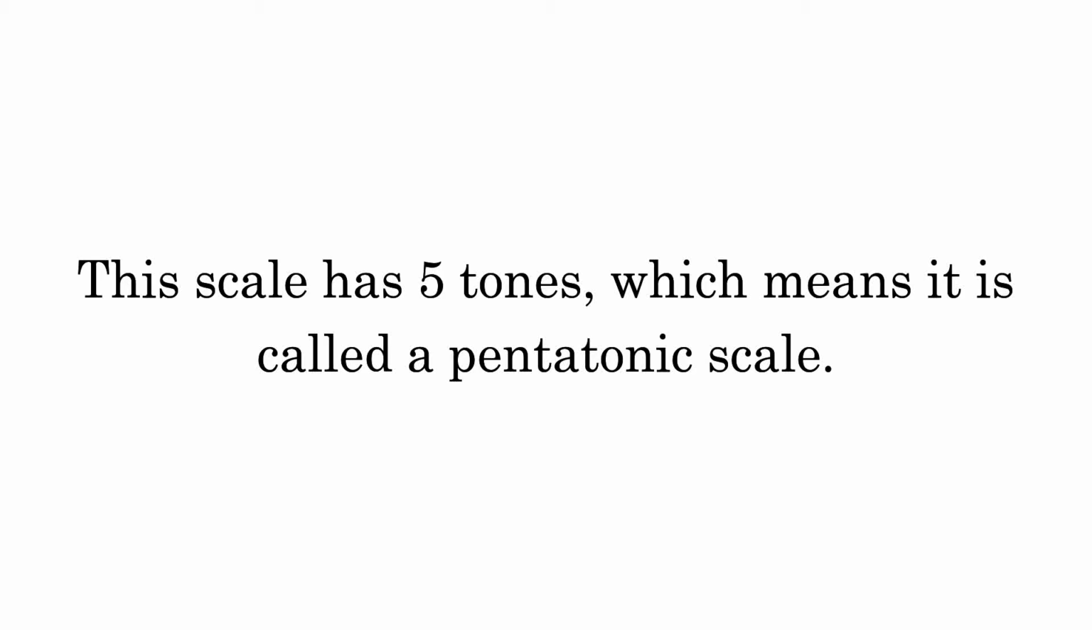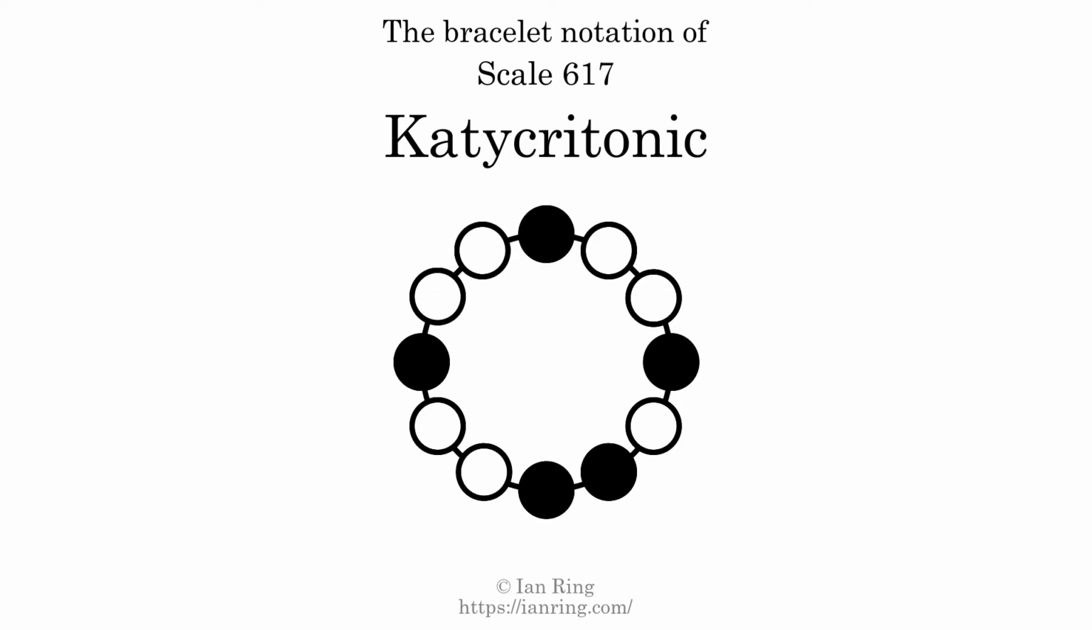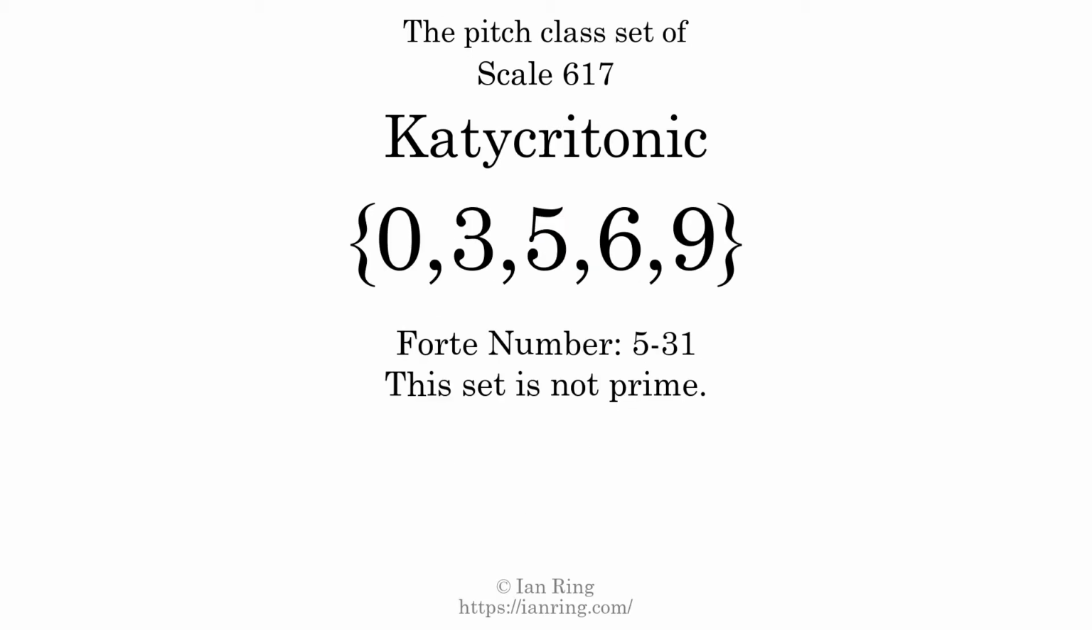This scale has 5 tones, which means it is called a pentatonic scale. This is a bracelet notation diagram of scale 617. The shaded circles represent tones that appear in the scale, and they are read clockwise, starting at the top. The pitch class set for this scale is 0, 3, 5, 6, 9. The fault class is 531. This set is not prime.